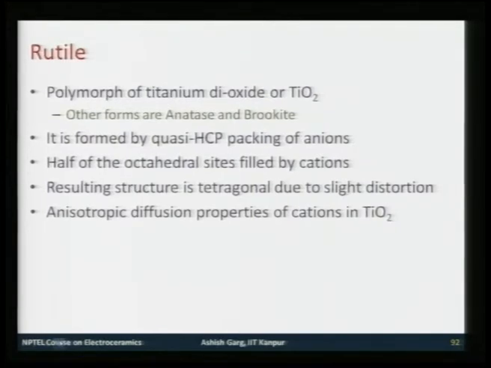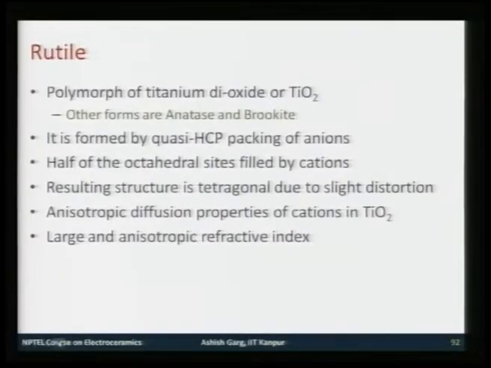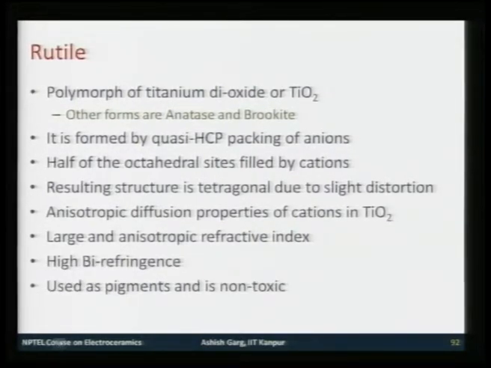This material again has anisotropic diffusion properties, and the cation, which is titanium, tends to have different diffusivities in different directions, and this makes this material very interesting. And also it has a very large and anisotropic refractive index, which is again technologically useful, and it also tends to have high birefringence. It is commonly used as a pigment and for some other optical and electronic applications, and is in general non-toxic. Hence, it is also useful for some biological applications as well.